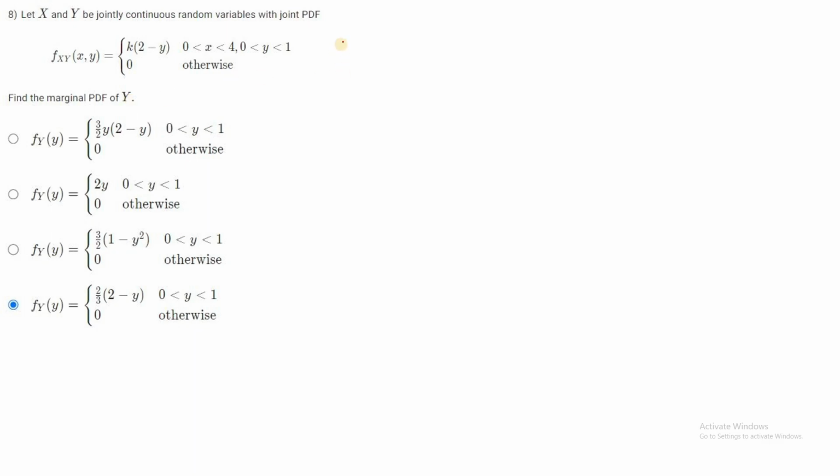So obviously, to find out the marginal of y, first we have to find out the value of k. How to find out the value of k? We simply have to double integrate this given function, right? So what is the range of y now? 0 to 1. What is the range of x? That is 0 to 4. The function, that is k into 2 minus y, firstly dx, then dy, that should be equal to 1.